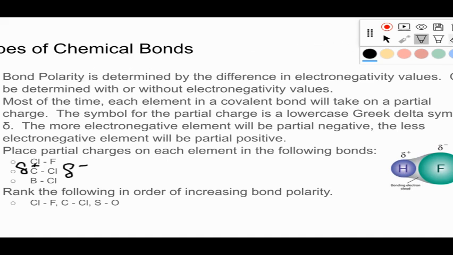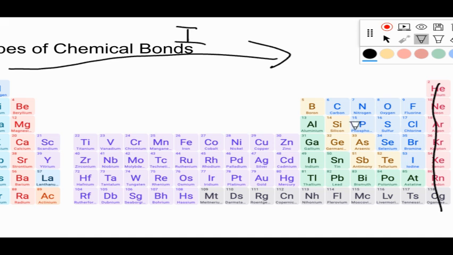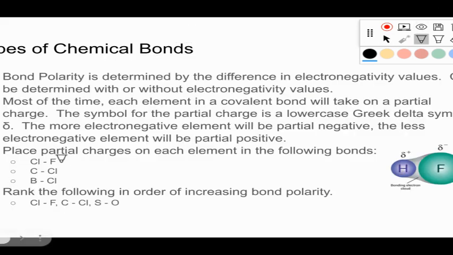And then I have one last set to do. I have boron and chlorine. So again, if we look back at the periodic table, boron is here. Chlorine is there. Chlorine is going to be more electronegative because it's closer to fluorine. So in this case, boron is going to be my partial negative. Sorry, chlorine is going to be my partial negative. Boron is going to be my partial positive.